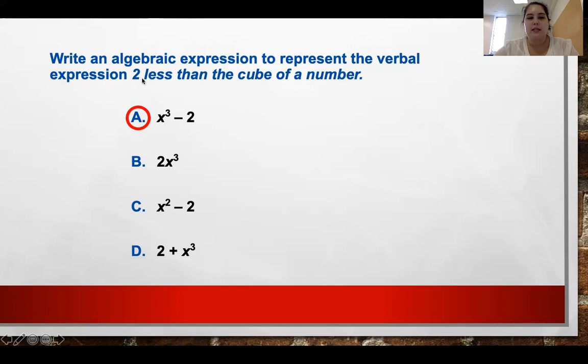The 2 less here tells us we're going to subtract. So that should have at least narrowed it down to A and C. The cube of a number tells us we're raising it to the power of 3. So remember, cubing is to the power of 3, squaring to the power of 2, and pretty much after 3, we just say to the power of 4 or to the 4th power. And so that's why it is not C, because the exponent is wrong.